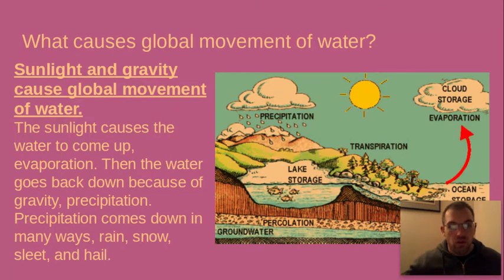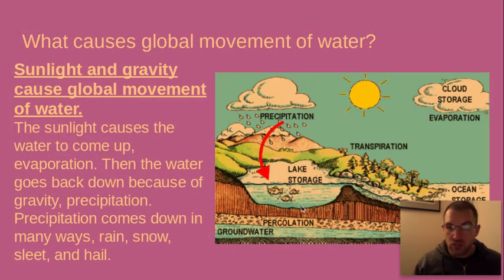Now, water falls down, right, because of gravity. That's precipitation. Precipitation comes down in many ways, right? So sleet and hail, we know that. So try to think of other ways that gravity is involved with the global movement of water. Well, runoff, right? Moving from side to side, and it's always moving on a downward slope, so that's being pulled by gravity.